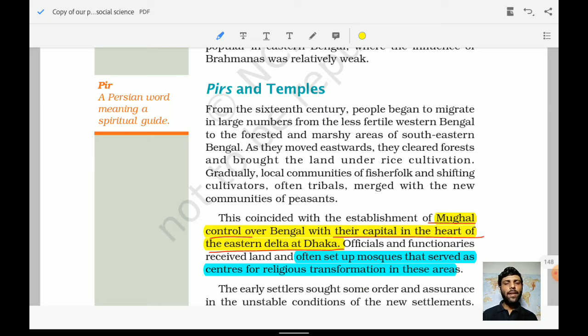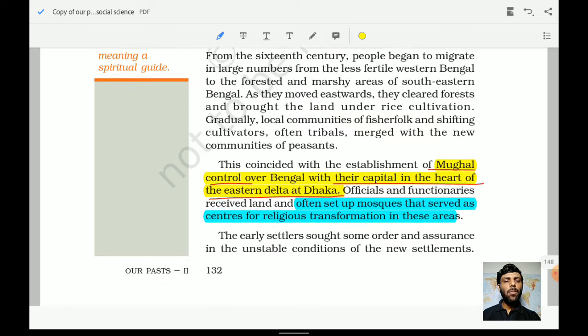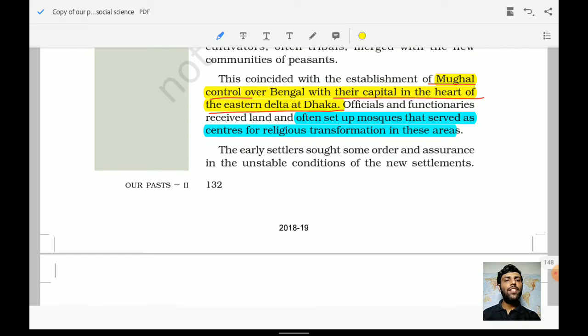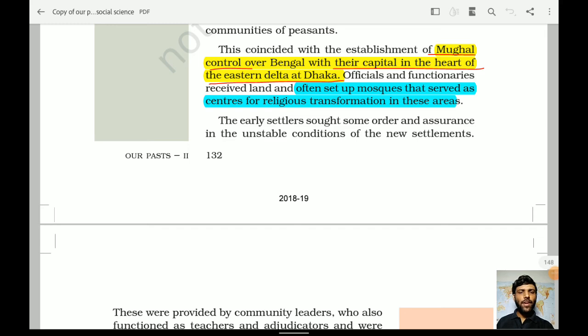It is talking about how, when the Mughals got control of this part, their capital was at Dhaka. They set up mosques, which served as centers of religious transformation in these areas. So we understand the purpose of temples, and similar was the purpose of the mosque as well. Now let us move ahead.